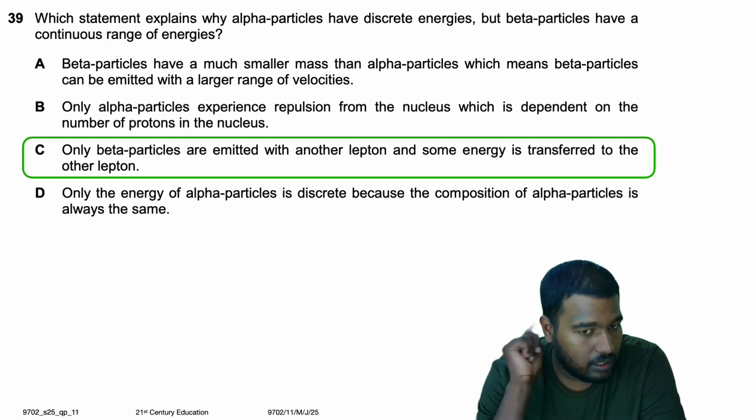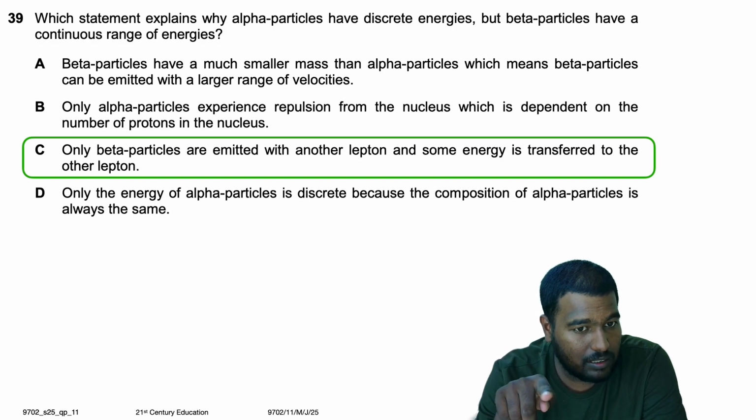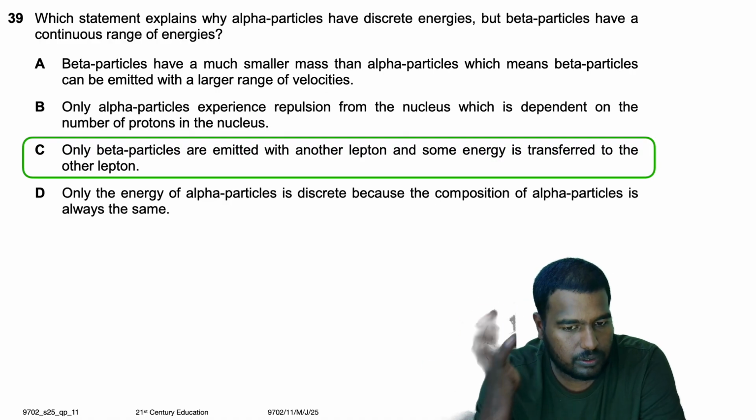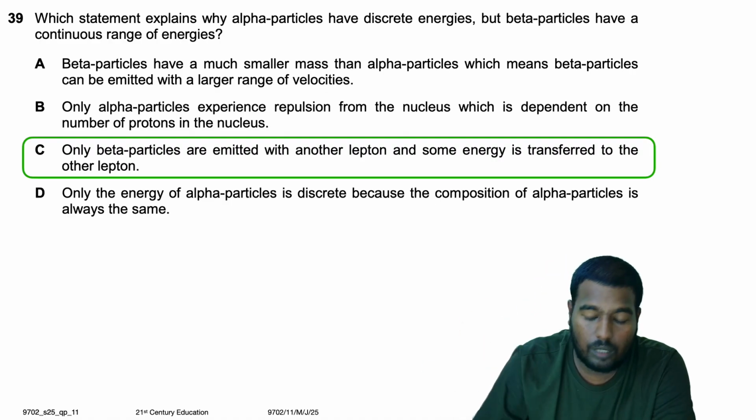So this other lepton is nothing but neutrinos and antineutrinos. So option C is the right answer.